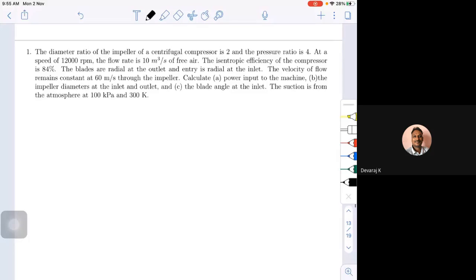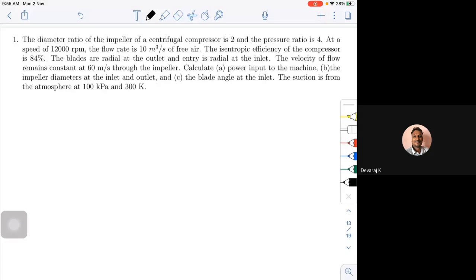See, the diameter ratio of the impeller of a centrifugal compressor is 2, and the pressure ratio is 4. At a speed of 1200 rpm, the flow rate is 10 meter cube per second of free air. The isentropic efficiency of the compressor is 84%. The blades are radial at the outlet and entry is radial at the inlet.